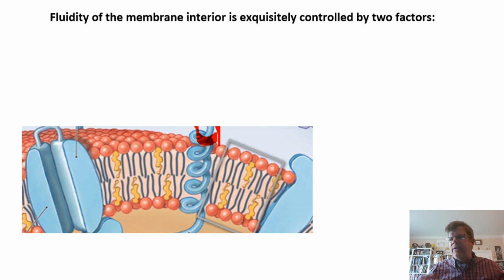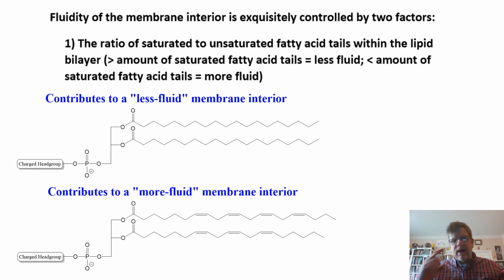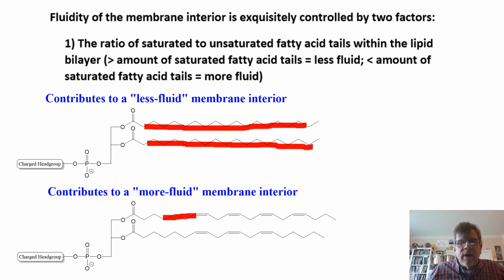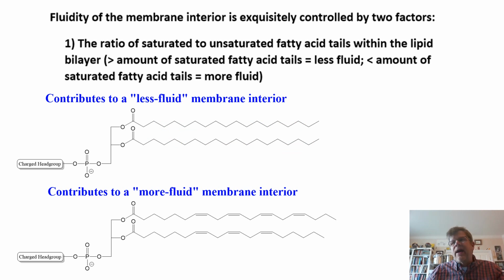So let's take a look at these phospholipids in particular. If we look at the top structure here, this phospholipid has a greater number of saturated fatty acid tails, whereas this one has a greater number of unsaturated fatty acid tails. So if we have a membrane which on the whole has a greater number of saturated hydrocarbon fatty acid tails, those tadpole tails, that's going to contribute to a less fluid membrane interior. However, if a membrane has a greater amount of unsaturated fatty acid tails within its constituent phospholipid components, that's going to contribute to a more fluid membrane interior.